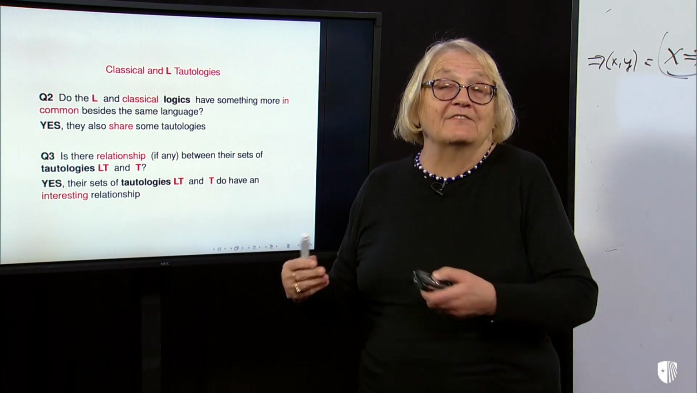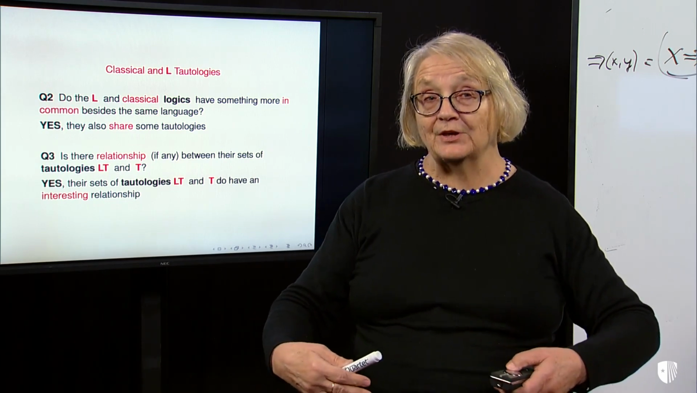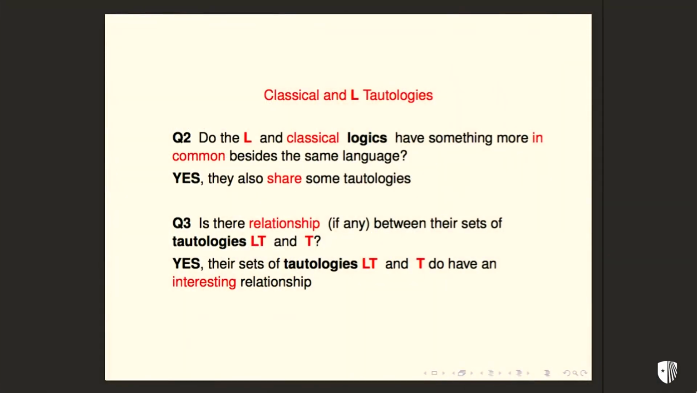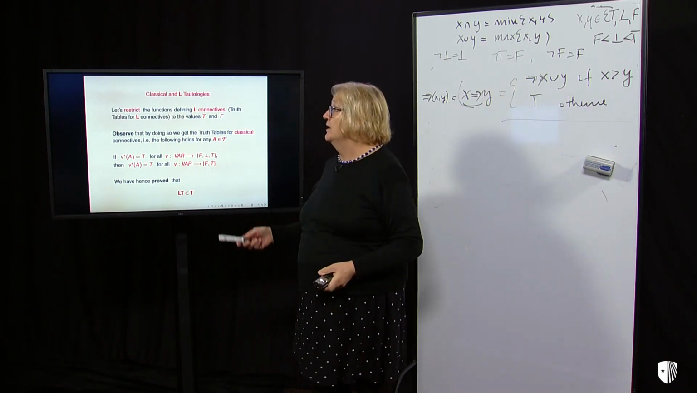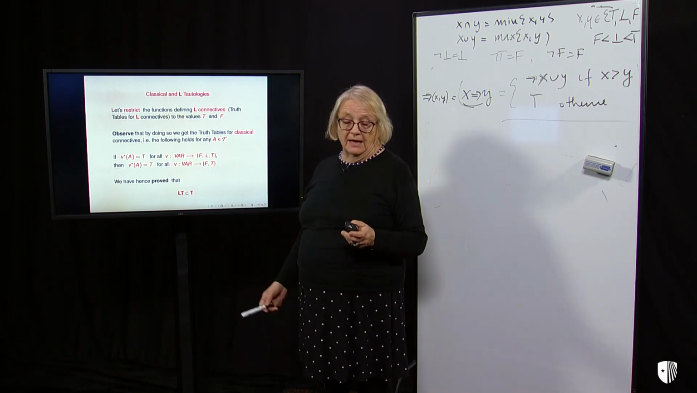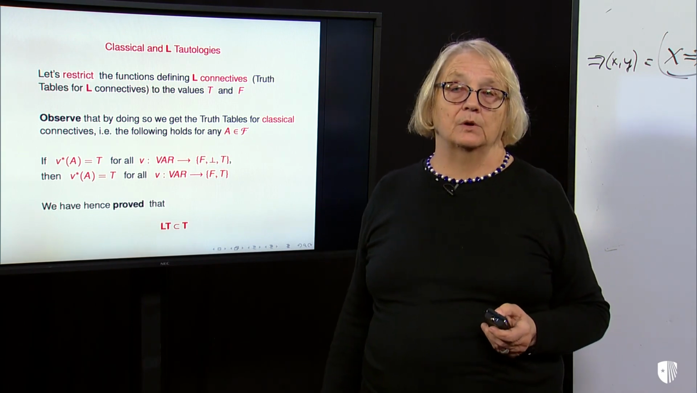Now, do they have something in common? This is the natural way, because if you create a new logic, you always have to say how it relates to classical logic, which is the relationship between classical and that new Ł tautologies. And of course, if you restrict the functions of connectives to only T and F, you get exactly the classical functions. So the Ł tautologies are included in, not equal to, the classical tautologies.